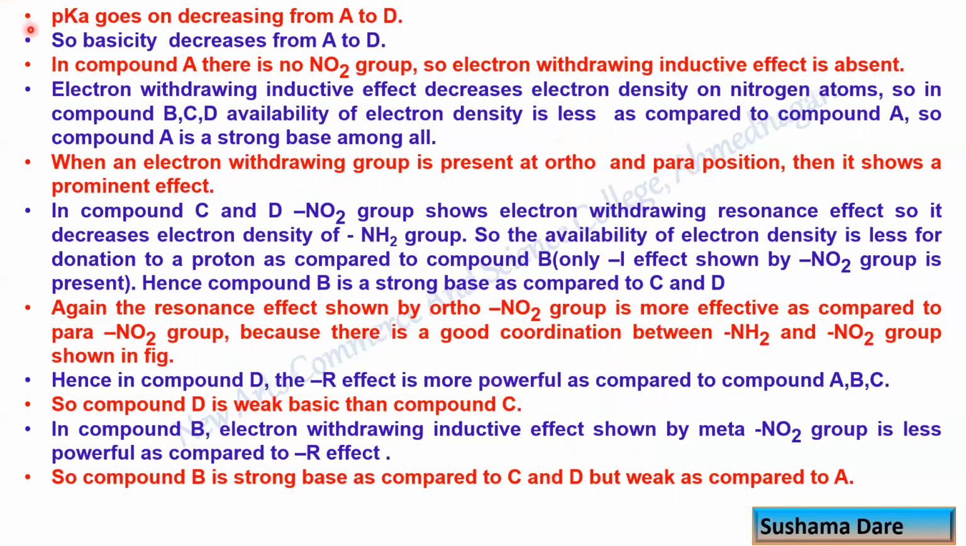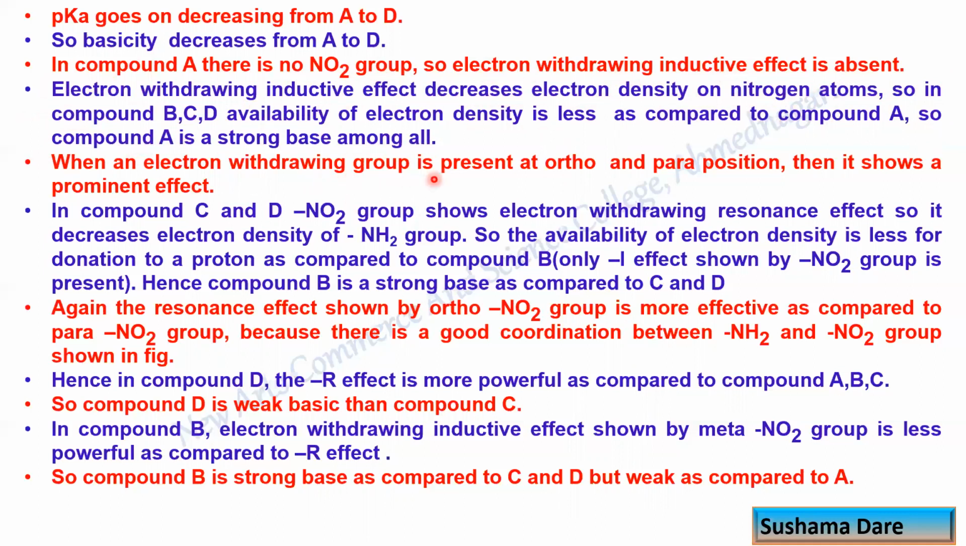Whatever I have explained now, the same is written over here. The pK goes on decreasing from A to D, so basicity also decreases from A to D. In compound A, there is no nitro group, so the electron withdrawing inductive effect is absent. Electron withdrawing inductive effect decreases electron density on the nitrogen atom, so in compounds B, C, D the availability of electron density is less as compared to compound A. Hence, compound A is the strongest base among all.